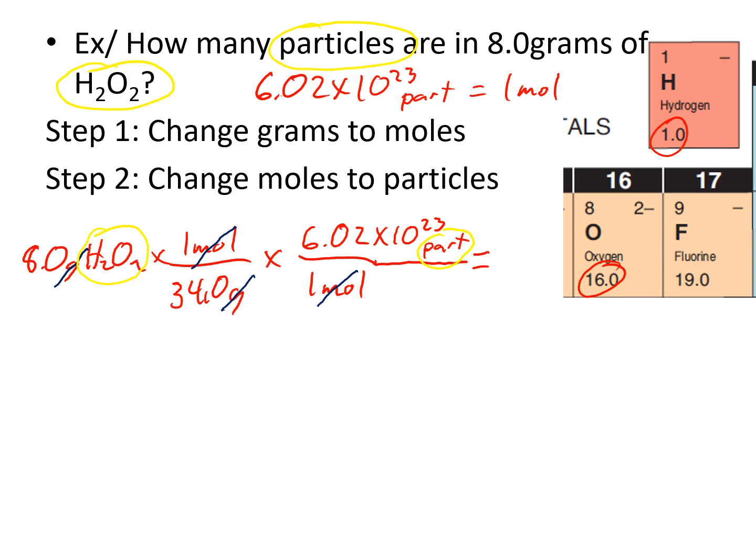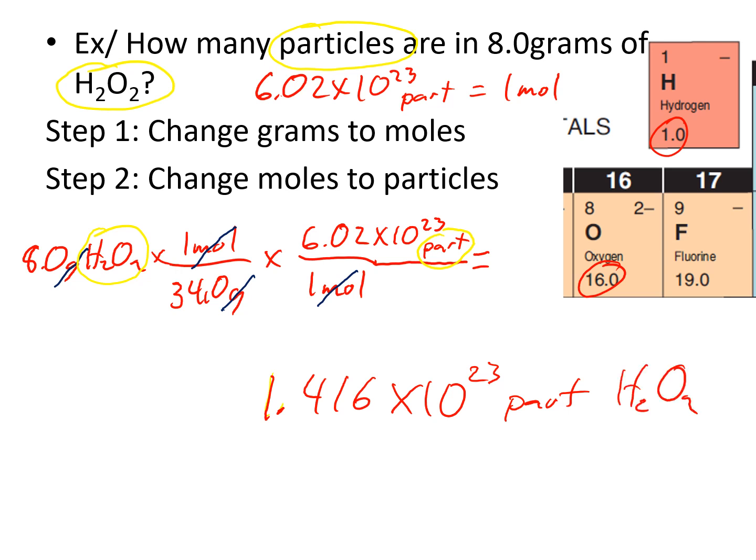If you have both times the moles on the top, then you know you set up your thing a little bit wrong. So I'm going to do the math on this. I'm going to go 8 divided by 34 times 6.02 times 10 to the 23. And I get 1.416 times 10 to the 23 particles of hydrogen peroxide.